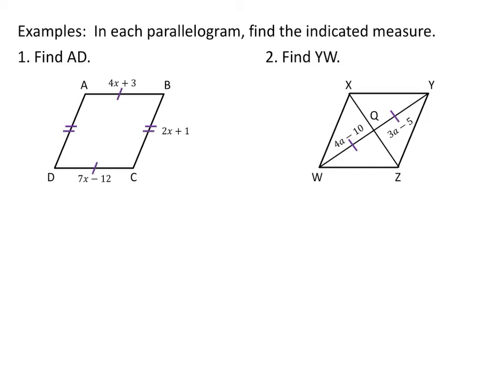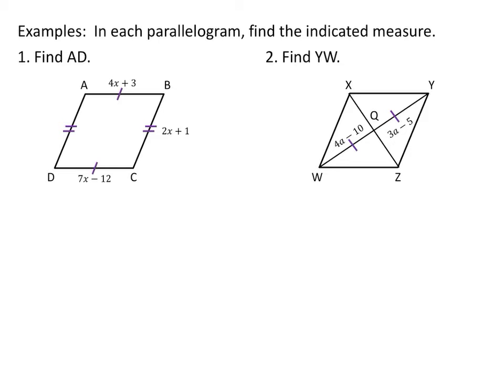All right, so let's take a look at the three properties that we just wrote down in our notes to help us solve and find the indicated measure. So for number one, we want to find the length of AD. Let's take a look at our picture. We have matching tick marks on opposite sides, so that means that we have opposite sides congruent.